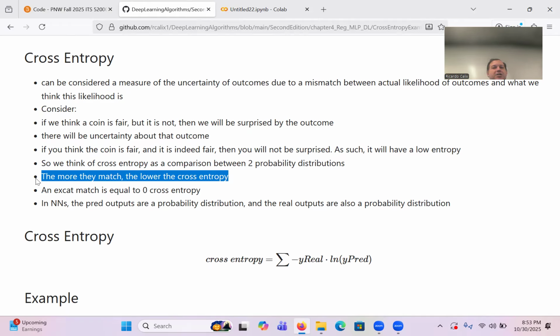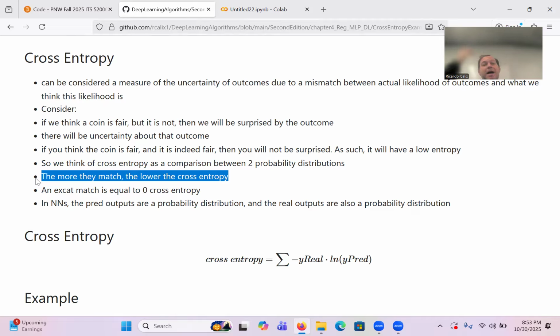The more they match, the lower the cross entropy. That's exactly what I need to do. I need to optimize so that cross entropy is low, because that means the two probability distributions are matching more, and I'm less surprised. Do you see that? So this existed before, and then it was adapted to machine learning as a loss function.